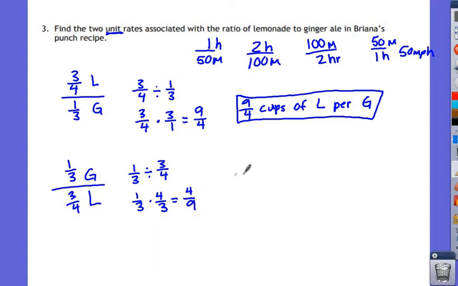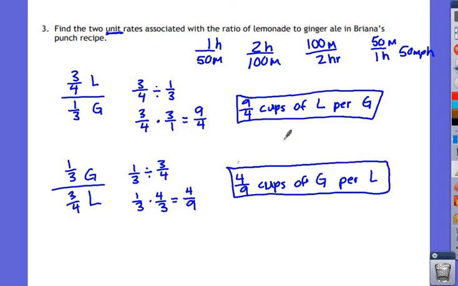Now I have that magic number to write my unit rate. So 4/9 cups of, this time ginger ale was first, ginger ale per lemonade. There's a different unit rate. So there are 2 unit rates. I just took my numbers and flopped them the way they were written.